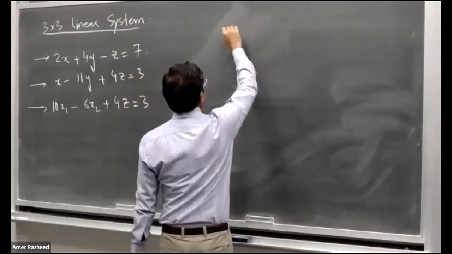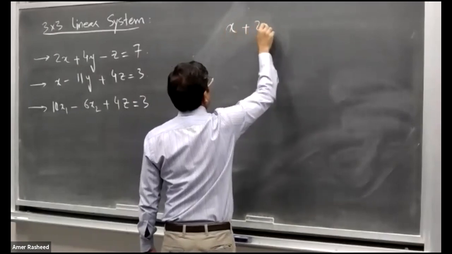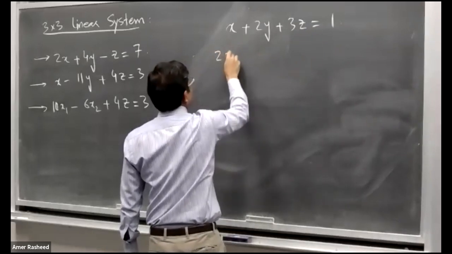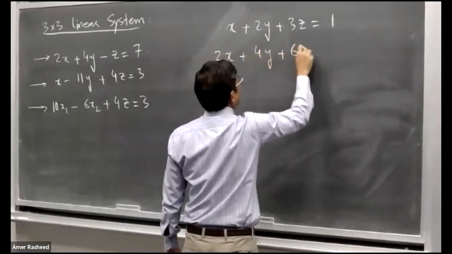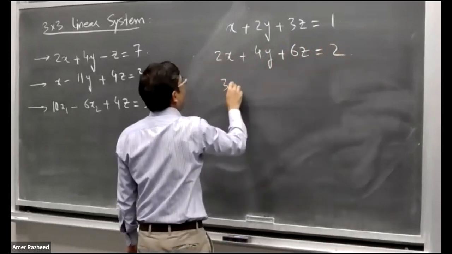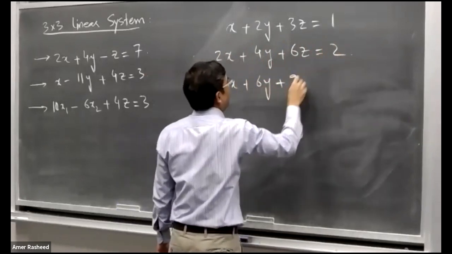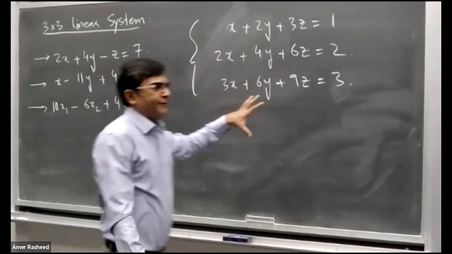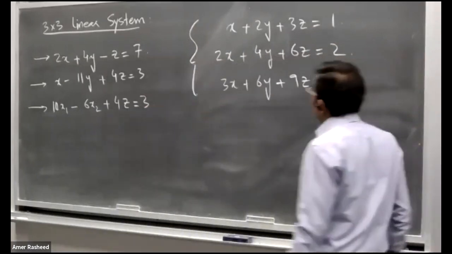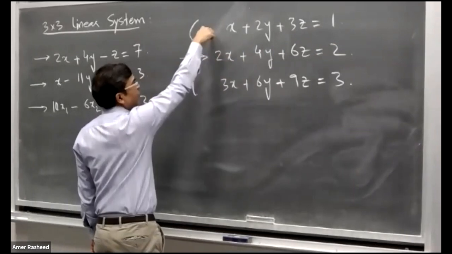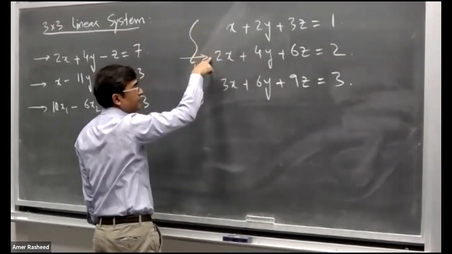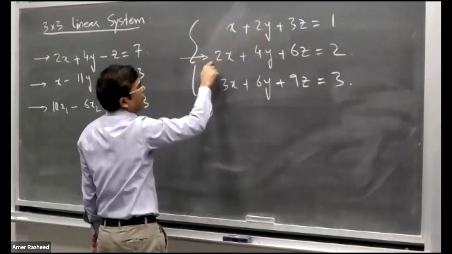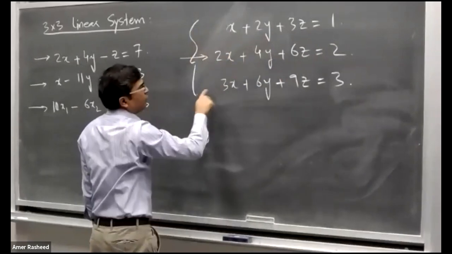We have three equations, for example, x plus 2y plus 3z is equal to 1, and the other is 2x plus 4y plus 6z is equal to 2, and 3x plus 6y plus 9z is equal to 3. So if we have this kind of linear system 3x3, you can see that equation 2 is a multiple of equation 1. If we multiply equation 1 by 2, we get the second equation. If we multiply equation 1 by 3, we get the third equation.